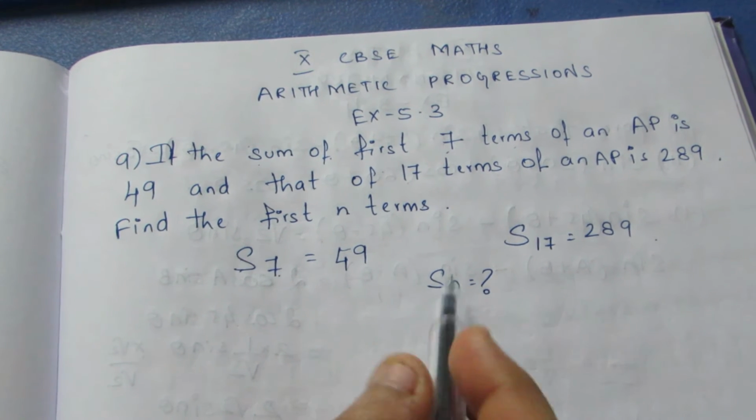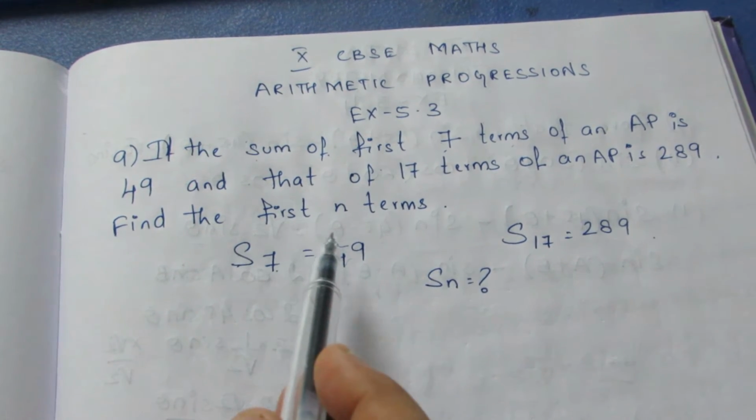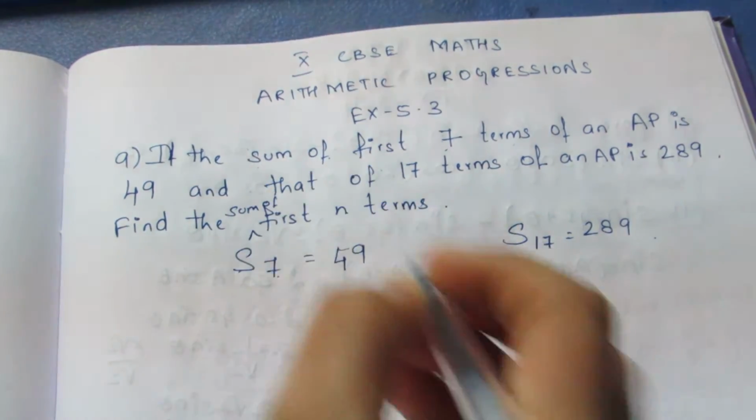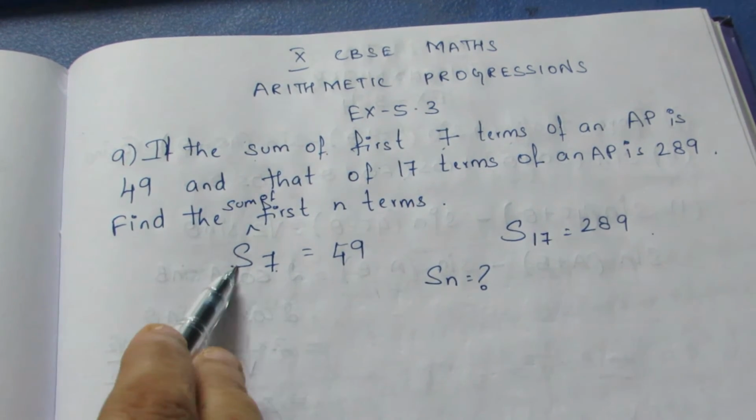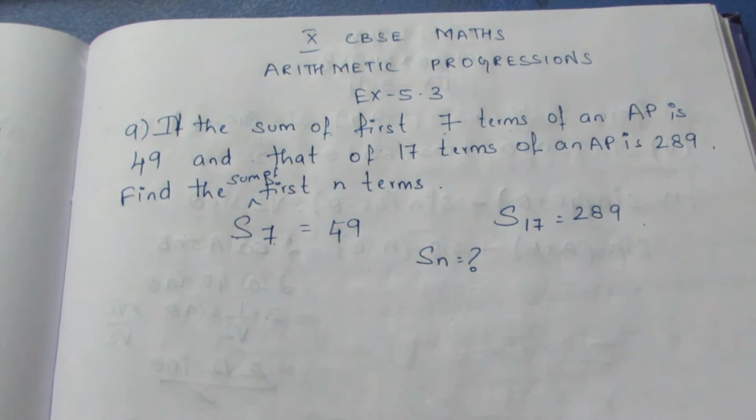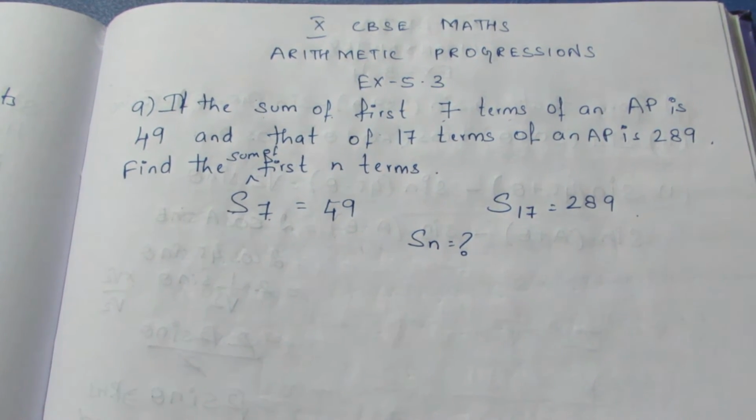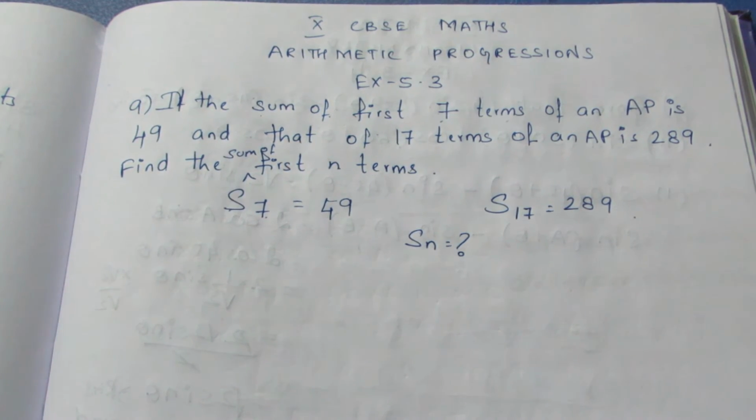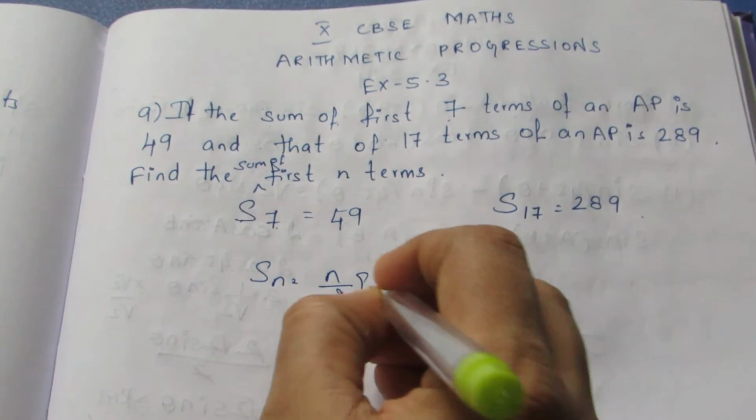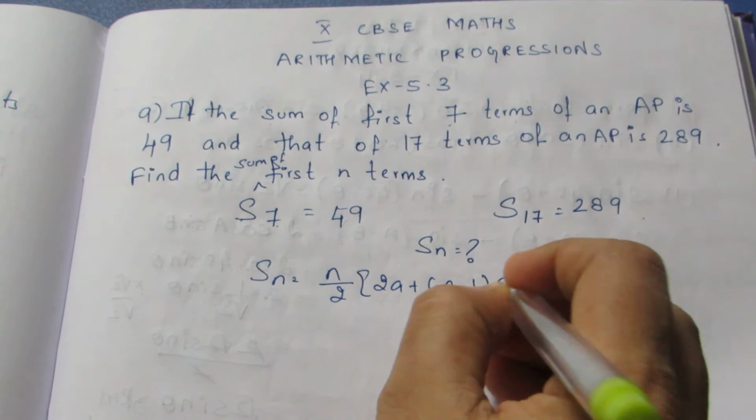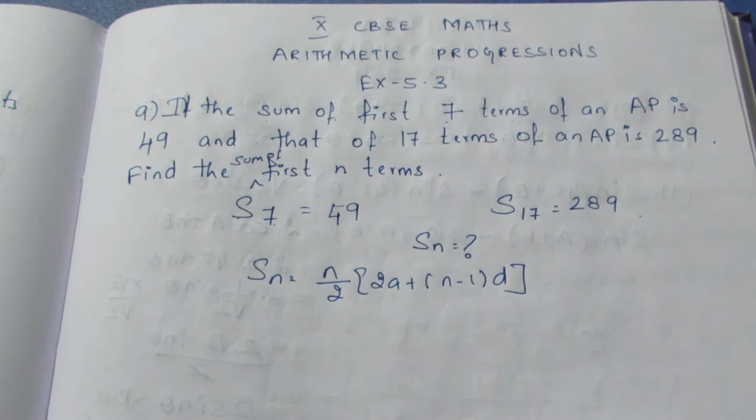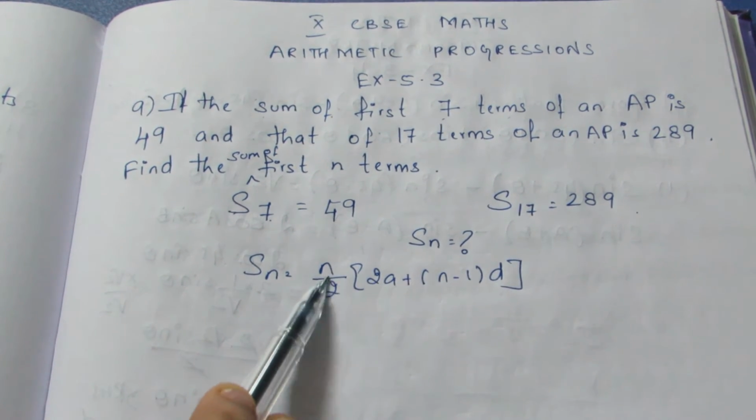First n terms means Sn formula. So the sum of first n terms they have asked us to find. So it is Sn we need to find. Now we just know S7 equal to 49 and S17 equal to 289. If you don't know anything and we just know something related to a sum, just apply the formula and start with the sum. We know the Sn formula to be n by 2 into 2a plus n minus 1 into d. We need to use this formula, not the other one, n by 2 into a plus l.